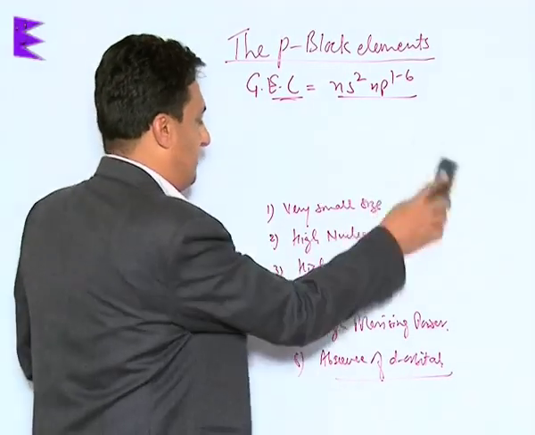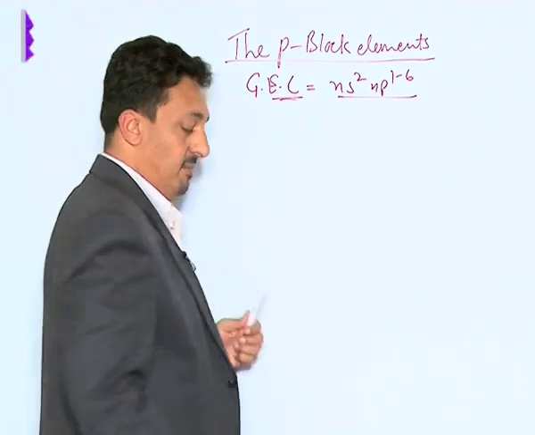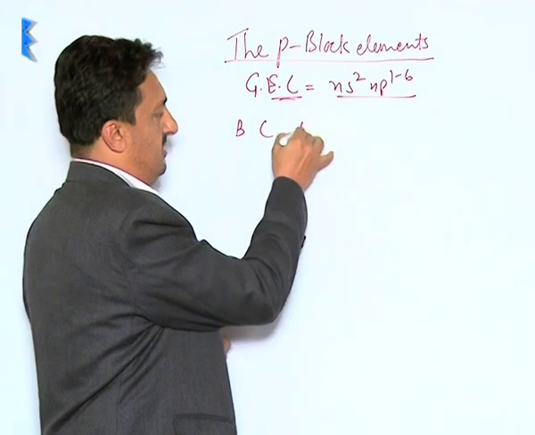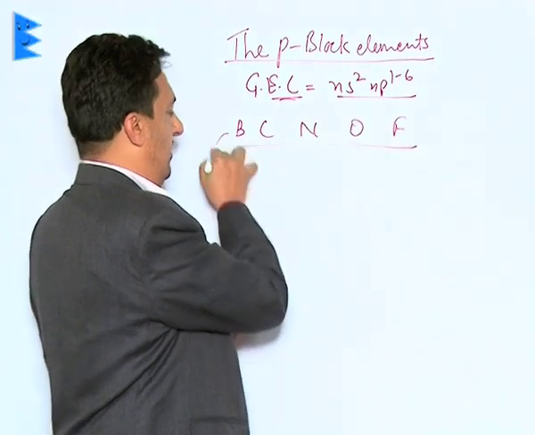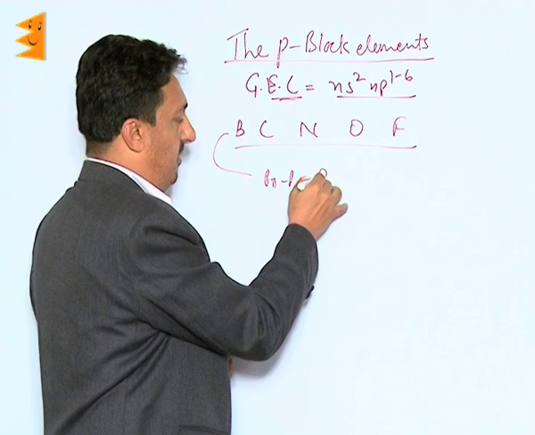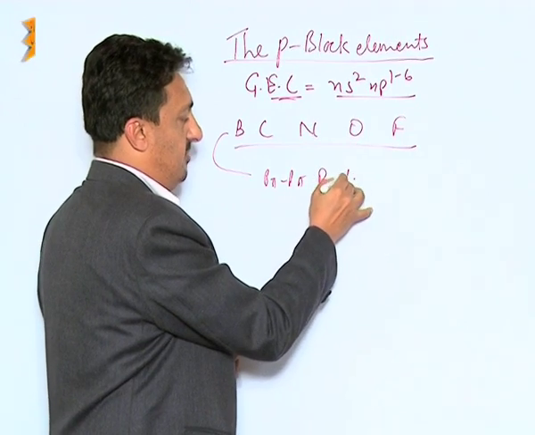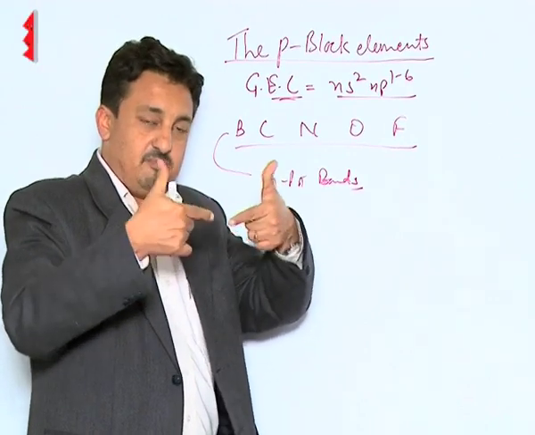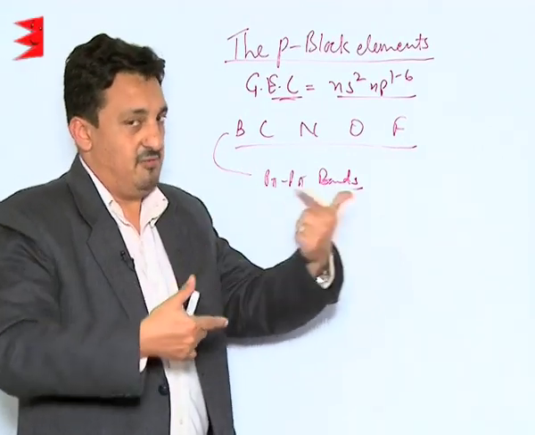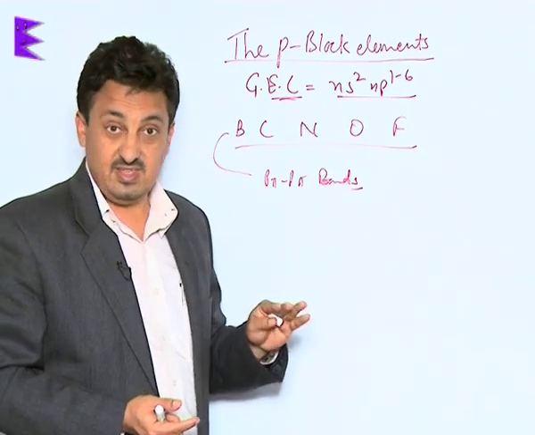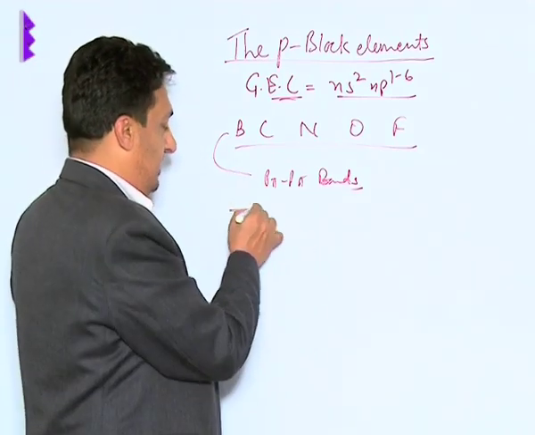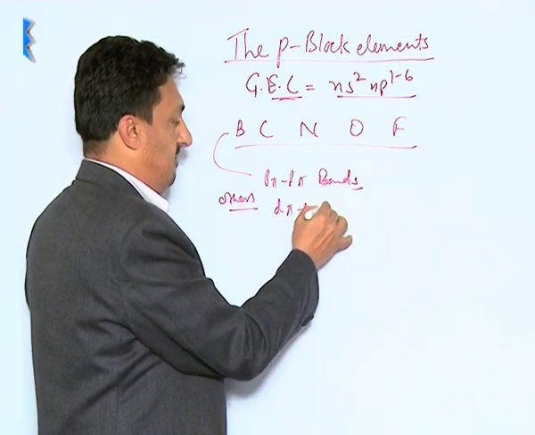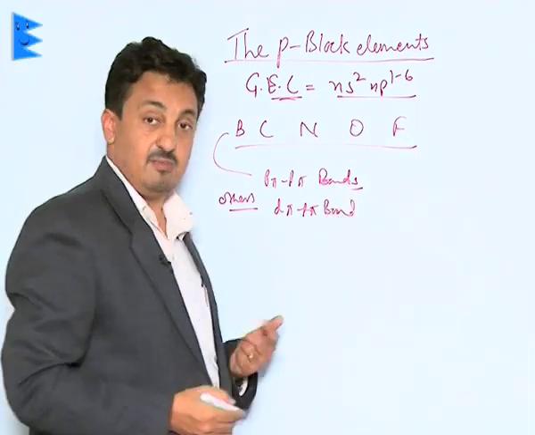Now, as a result of these effects, what we find is that boron, carbon, nitrogen, oxygen, fluorine, they all form p-pi p-pi bonds, because due to their small size, when they come very close to each other to form a normal sigma bond, their p orbitals also get sideways overlap and they form pi bonds. But the rest of the elements form d pi p pi bonds in place of the p pi p pi bond, because they have d orbitals.